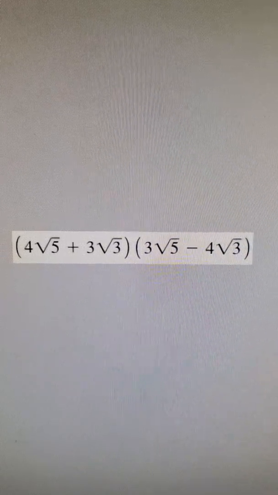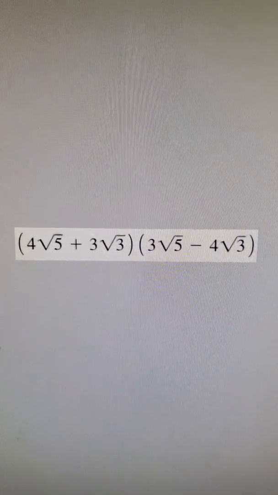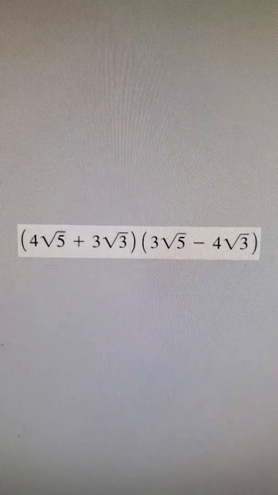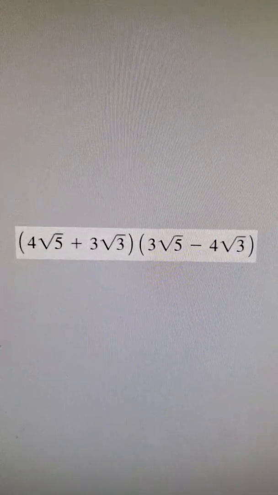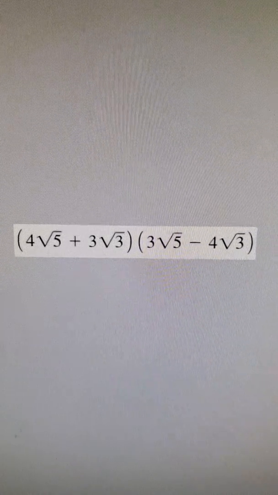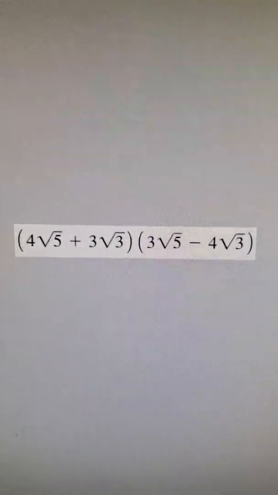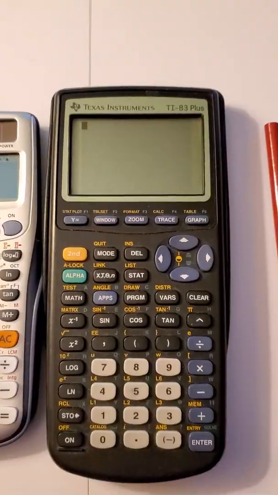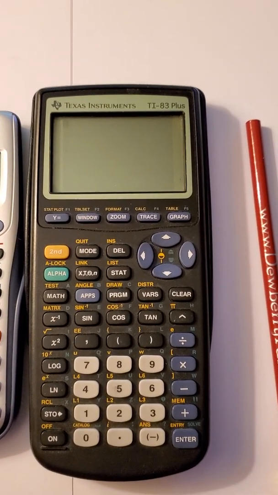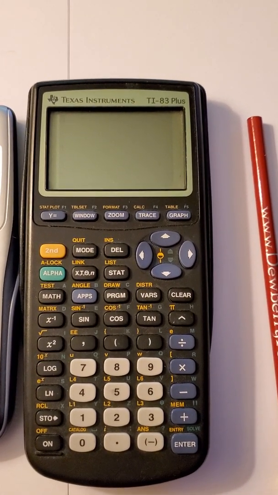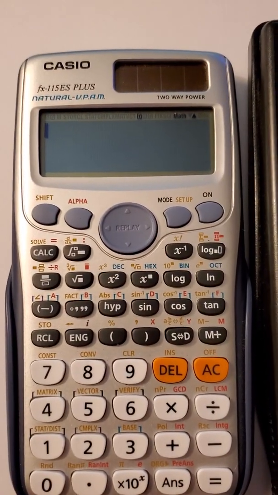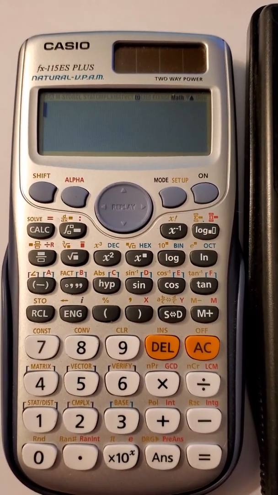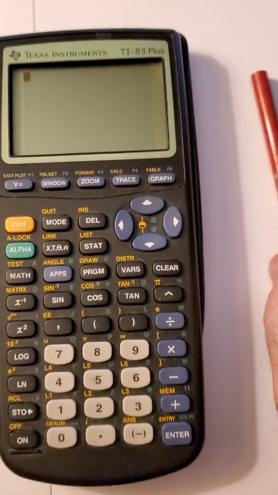All right, in this example, we're going to look at how to multiply two binomial expressions that involve radicals. And we're going to input this into the calculator and see if it'll do it or not. So we're going to be using the Texas Instruments TI-83 Plus, and then we'll also use the Casio FX115 ES Plus. All right, so here we go.